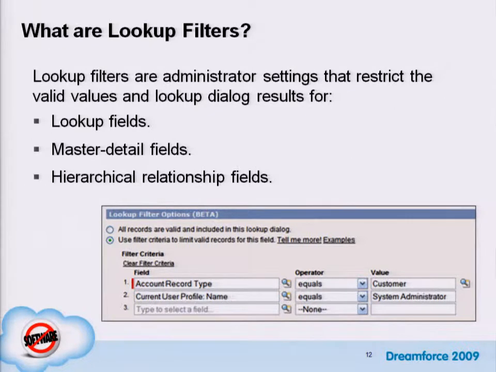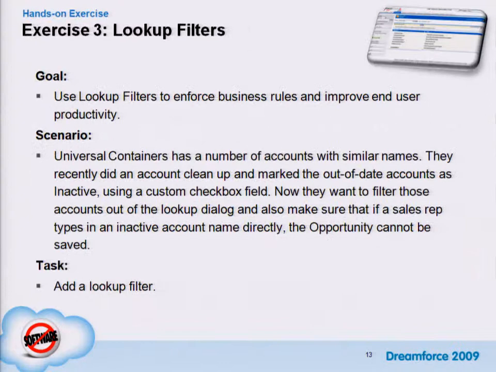With standard objects, we could see this with contacts, cases, and opportunities. You want to make sure that when somebody creates an opportunity, they associate it with the appropriate account. For a case, you might want to make sure they associate it with the correct support level of an account. Again, this is for lookup fields, master detail lookups, or hierarchical relationship fields. Okay, so we'll go in and look at the exercise.